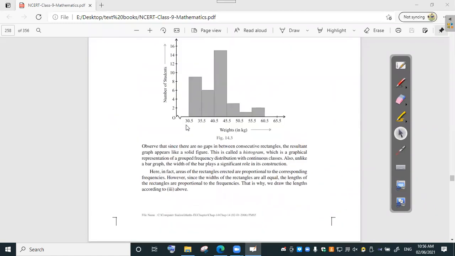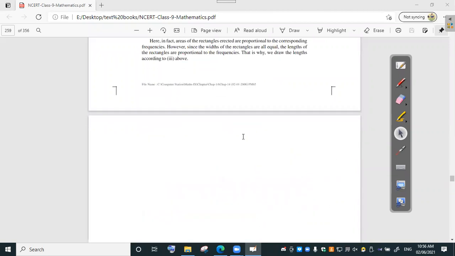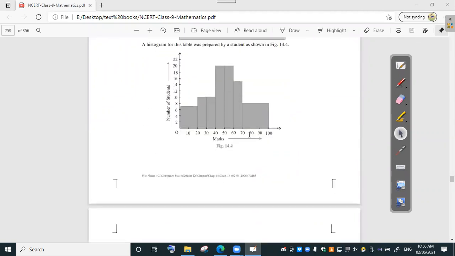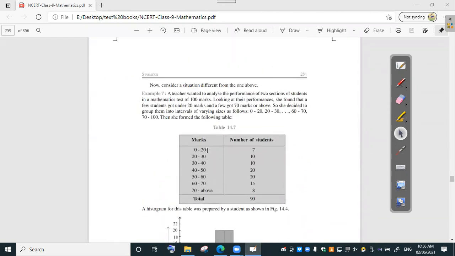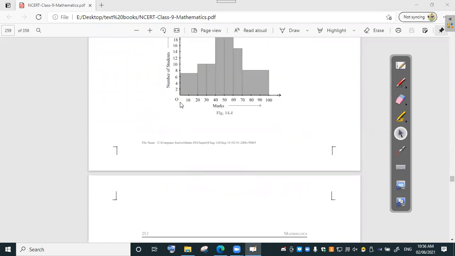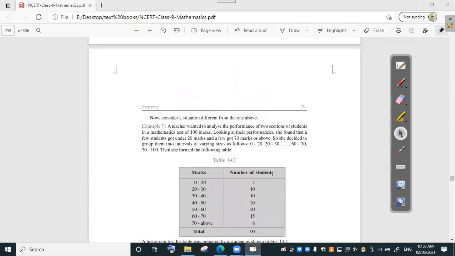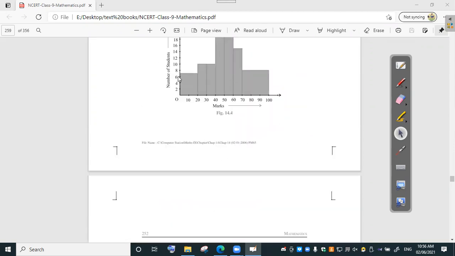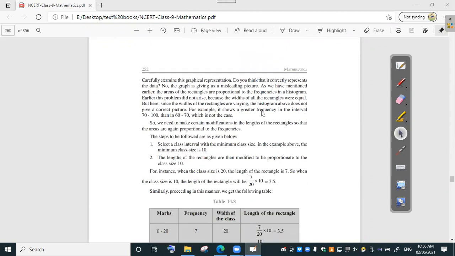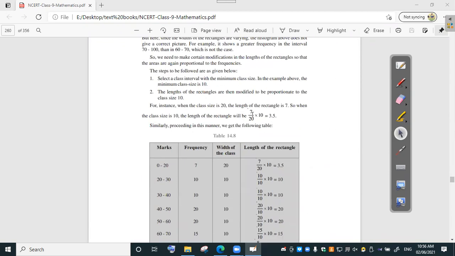And why we are using this thing, I told you that. And see this, here we are not using that because the data is starting from 0 to 20 nearest. It is starting from 0, or even from 10 also. We don't need to use that zigzag line. So 0 to 20, how much? 7 students. So we have put 7 students. So like this, we can make the bar graph.